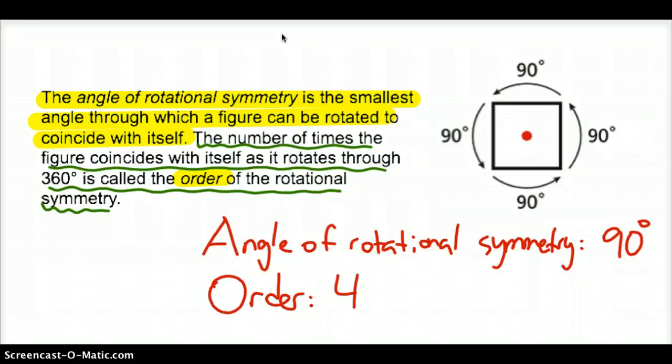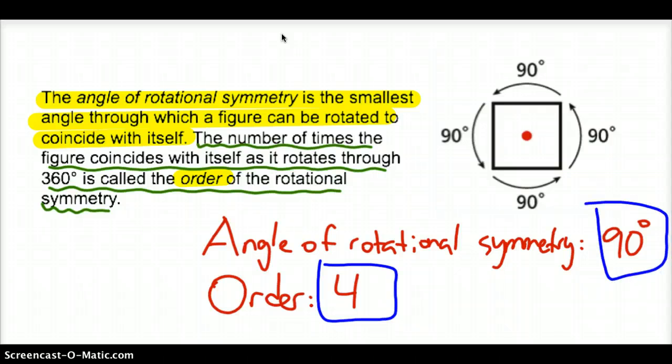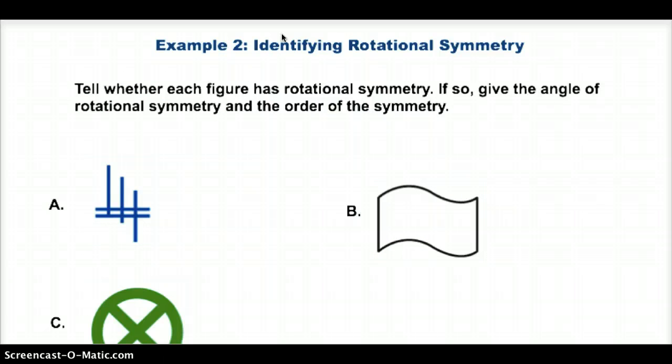So what we kind of have to understand here, and it's a nice way to check your answers, is that the product of these two numbers always has to be equal to 360. It's kind of a nice rule of thumb to just check and make sure that you're doing those appropriately. So let's look at a couple other examples here.